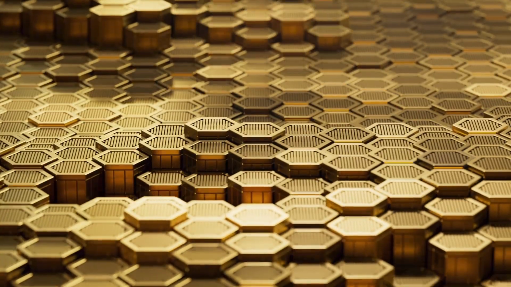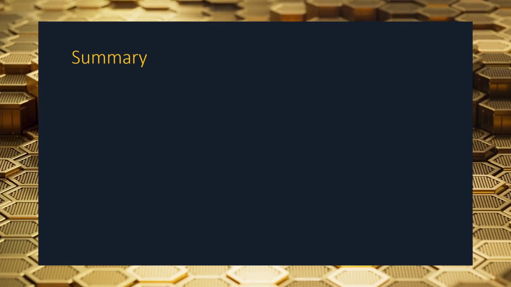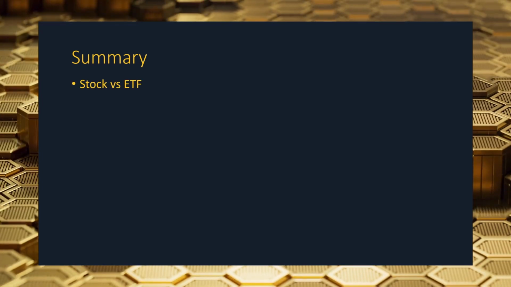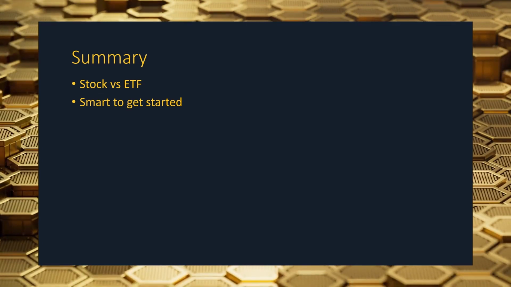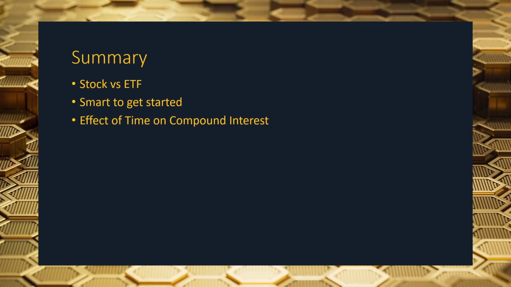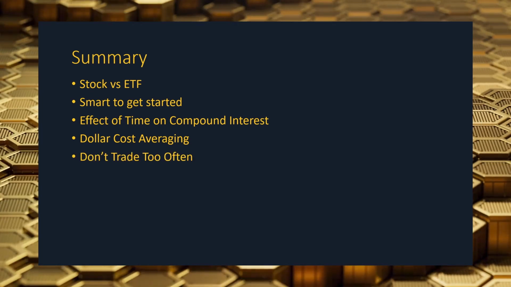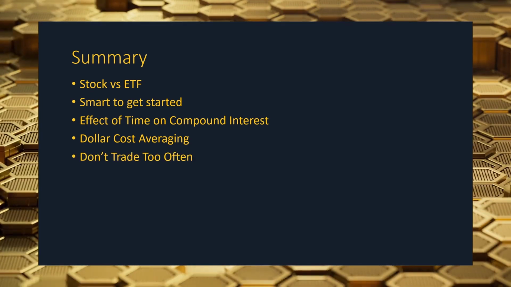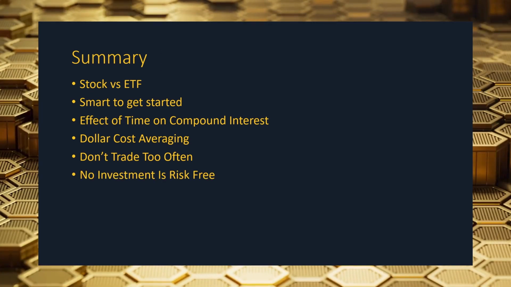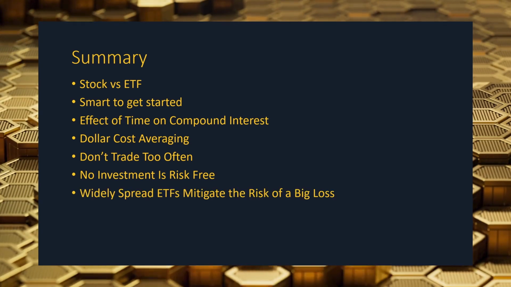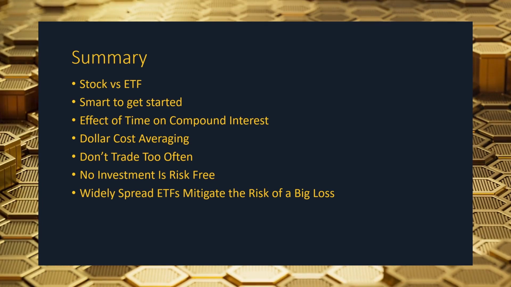In this video, we have looked into investing for beginners and given you the most basic strategy to get started. We learned what a stock is, what the difference is between a stock and an ETF, and why it is smart to get started. We also looked at the effect of time on compounding and what dollar cost averaging is. After that, we found out that we shouldn't trade too often to prevent selling winners and making a lot of transaction costs. We finished off by realizing that no investment is risk-free, but found out that by buying widely spread ETFs, we can actually mitigate the risk of a big loss.